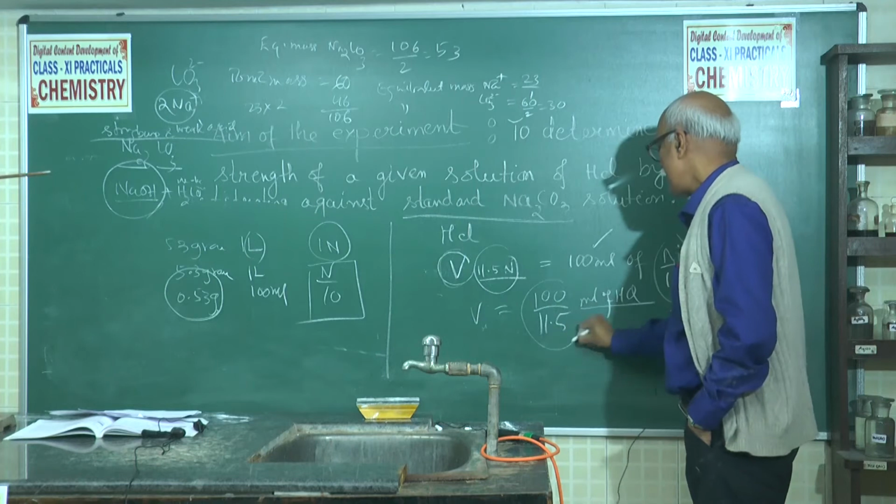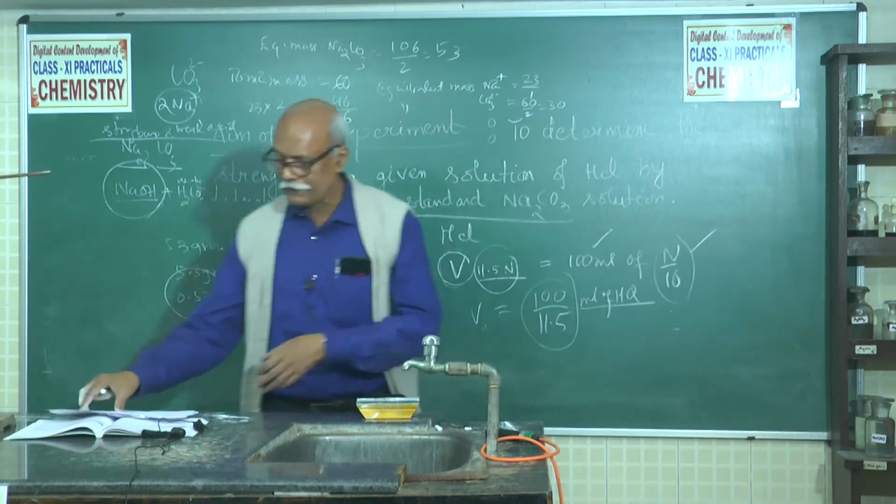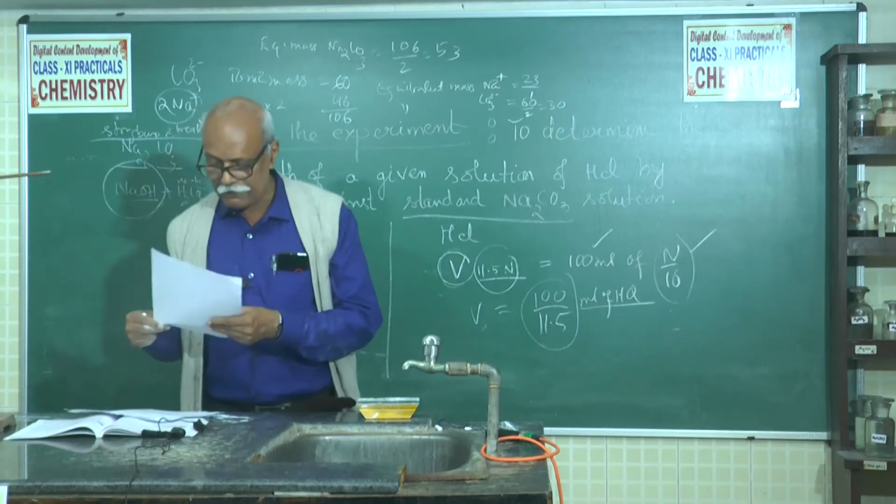Of the order N by 10, you have to take 100 by 11.5, and that will mostly come to about 0.87 milliliter.